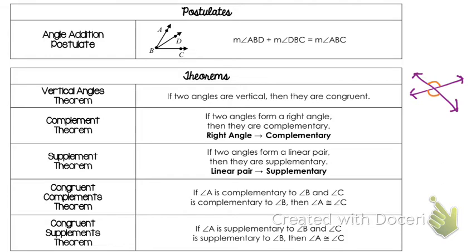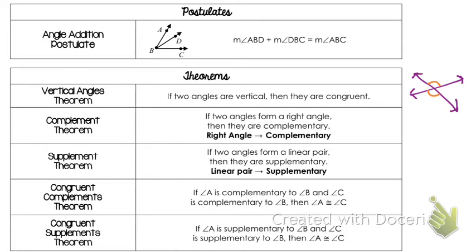Complement theorem. So it's probably going to have the word complement in there somewhere, right? If two angles form a right angle, then they're complementary. Well, if two angles form a right angle, how much is a right angle? 90 degrees. So if they form a right angle together, they have to add up to what? 90. So then they're complementary. That's what the complement theorem is saying.